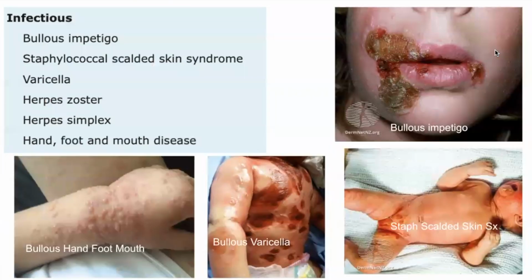Next group to consider are the infectious causes of bullous disorders. Some examples include bullous impetigo, staphylococcal scalded skin syndrome, viral eruptions including varicella, herpes zoster, herpes simplex, as well as hand, foot, and mouth disease. Notice how the bullous eruption form of these viral conditions can often mimic autoimmune blistering disorders. So it is important to keep a wide differential diagnosis in your mind when working up an initial presentation of a blistering disorder.